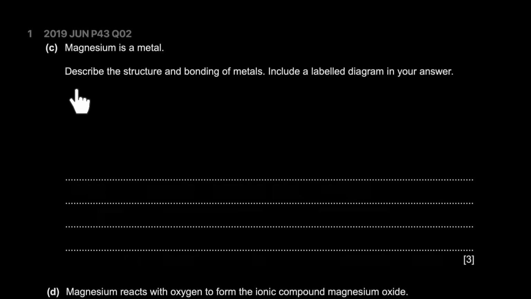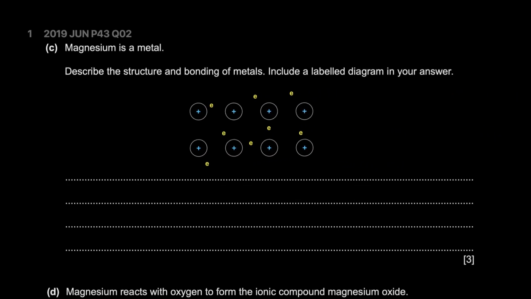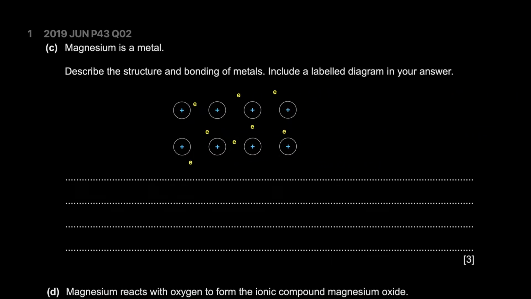Magnesium is a metal. Describe the structure and bonding of metals, including a labelled diagram in your answer. So let's bring that in. This is how a metal is: a regular arrangement of positive ions with electrons around it, right? So how do we explain this? Let's do that now. I'm going to answer in points, but you can turn that into a sentence. So let's try that.